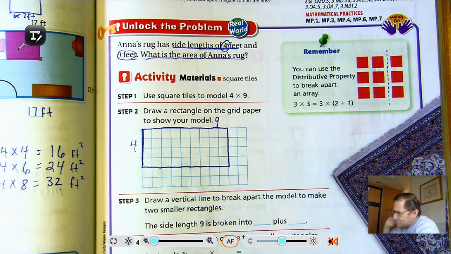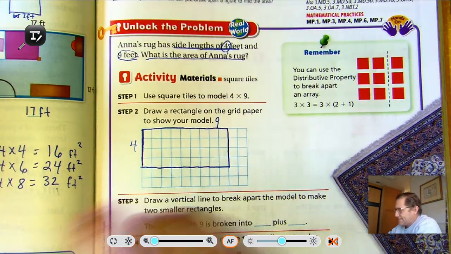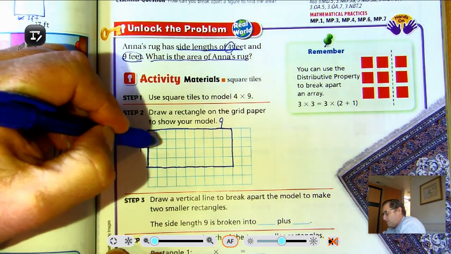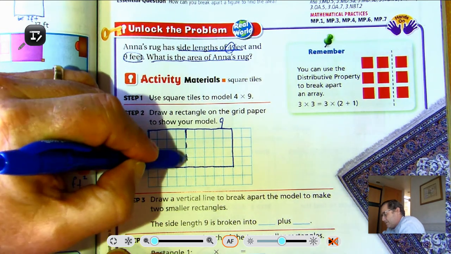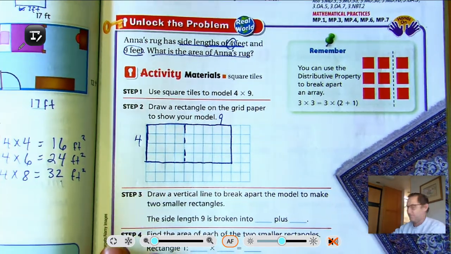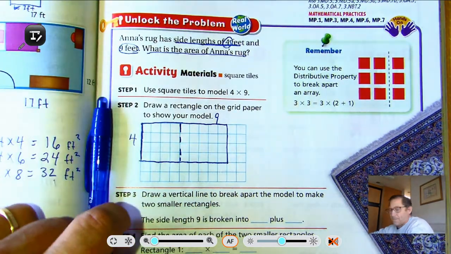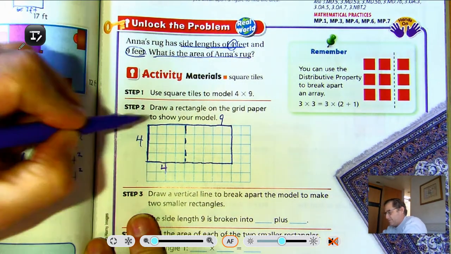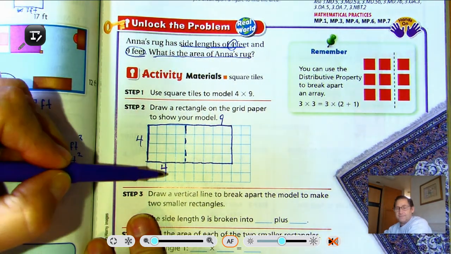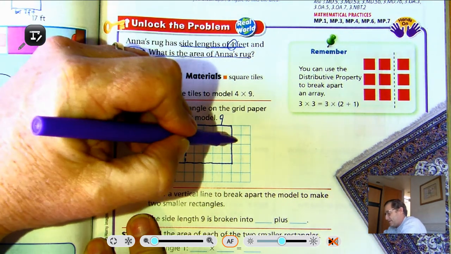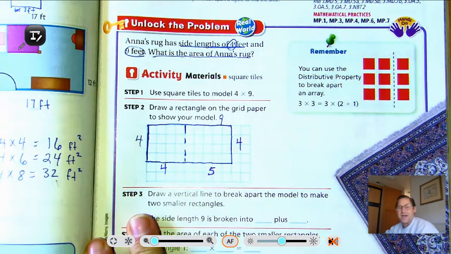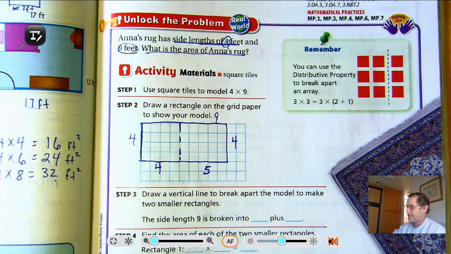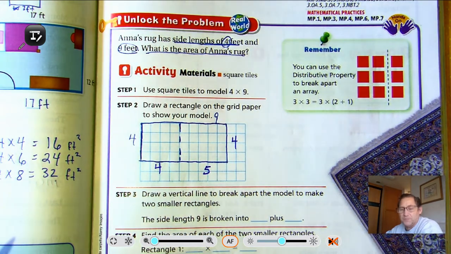Well, could we break the 9 into 5 and 4? We could. So let's try that. 1, 2, 3, 4. Okay, so I'm going to draw a little dividing line there. And so now this square is actually 4 by 4, right? Okay, this piece over here is 4 by 5. 4 plus 5 is 9. So I didn't change the number of squares. I just made them into two smaller math problems.